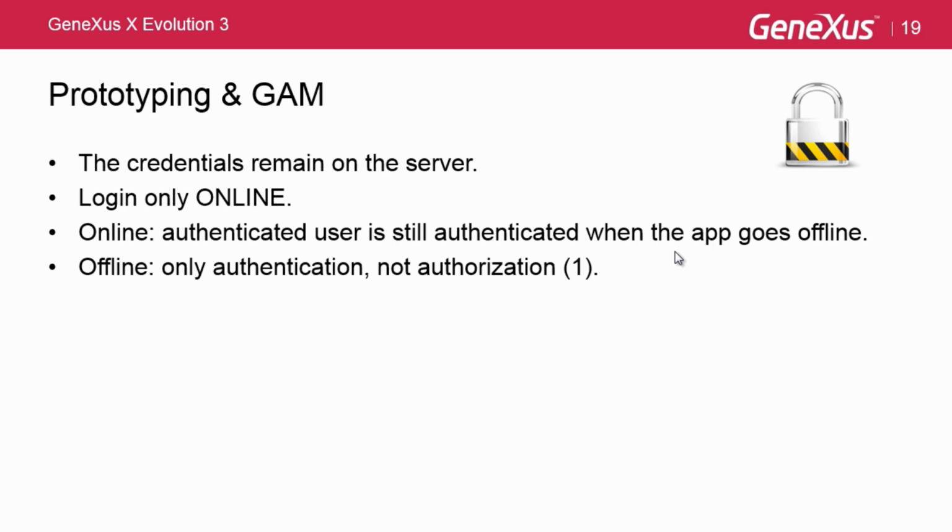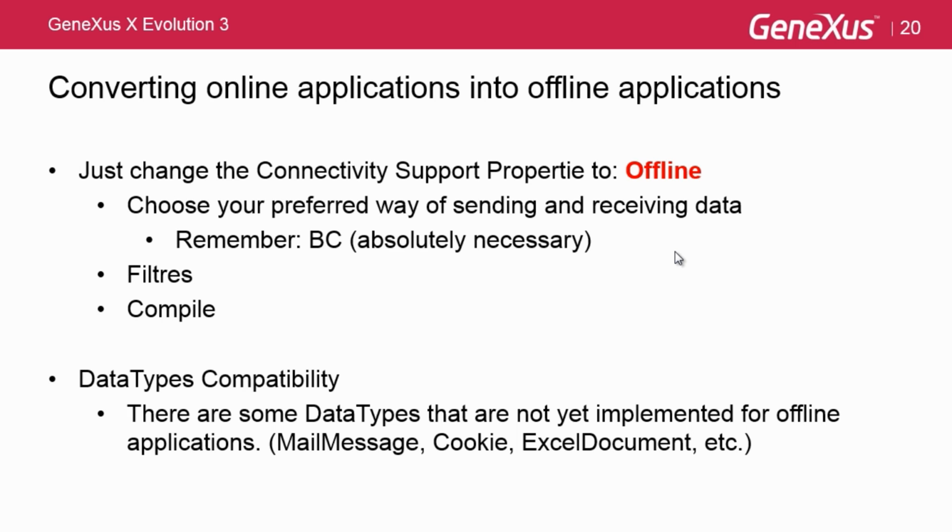In third place, we could say that user authentication may be done only online, but if we lose the connection after the authentication takes place, we may continue to access our application screens offline. And one last thing to mention is how we convert the applications we use to work with in X-Evolution 2, online applications, into offline applications in X-Evolution 3.